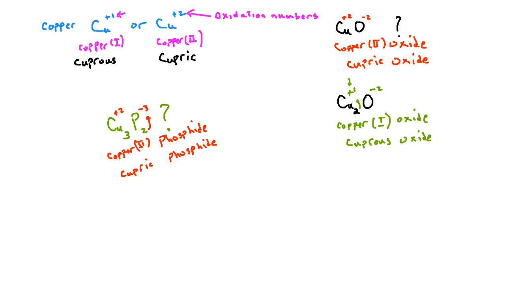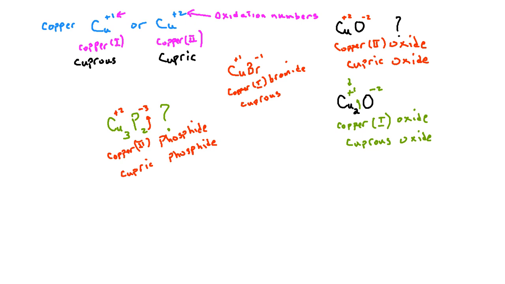If we had CuBr, and I said, what's the name of this? Well, bromine is -1, so that means this has to be +1. So this would be copper 1 bromide, and equally as good would be cuprous bromide. So if on the test I say, what's the correct formula for cuprous bromide, this would be it. Okay.